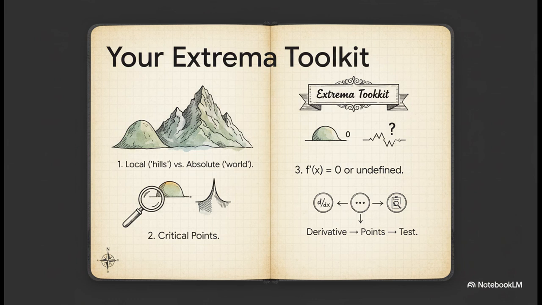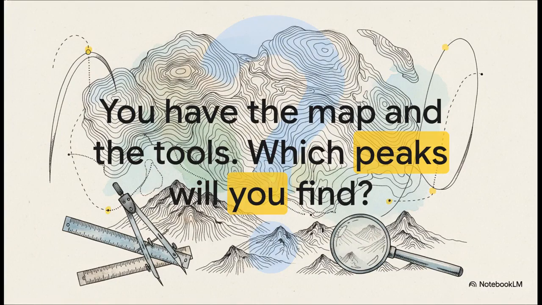Second, to find them, you always hunt for critical points. And where are they? They're where the derivative is 0, your smooth tops, or where it's undefined, your sharp corners. And finally, your go-to plan of attack is always that 3-step method: derivative, then critical points, then test. You now have the fundamental map and all the essential tools you need to explore the landscape of pretty much any function. So the only question left is, which peaks and valleys are you going to discover next?